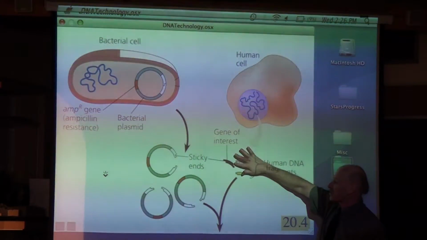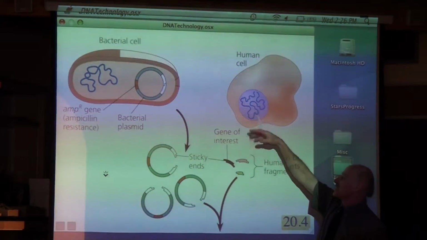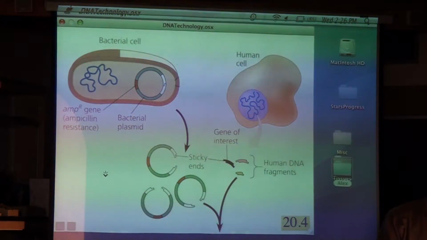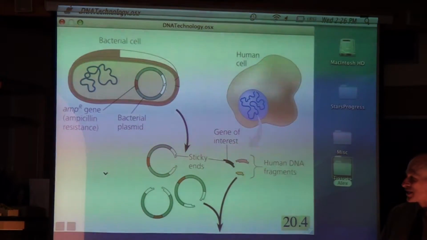You don't know which piece has your gene of interest yet, but you use restriction enzymes to cut the DNA up into thousands of pieces, and you know one of those has your gene of interest, and that is making a DNA library, a collection of DNA pieces that contain some or all of the genes of the organism, and one of those pieces has your gene of interest. You just don't know which piece yet. And there are two types of DNA libraries. One's called a genomic library, and one's called a cDNA library.